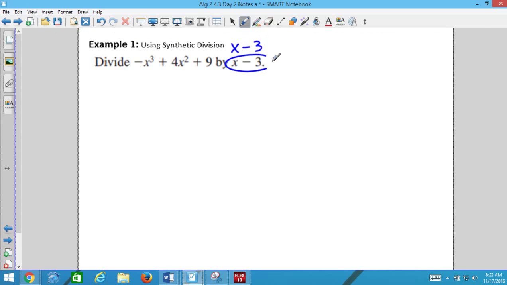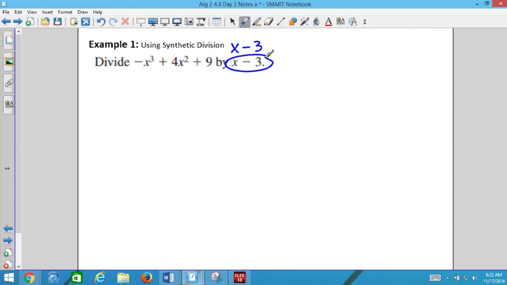Okay, so what we are dividing by in this case is x minus 3. And that is in the form of x minus k, yes? So it's just x again, not x squared. It cannot be x squared. It cannot be 2x. It's just x. Can it be x plus 3? It can, and our next example is like that. It has to be x with a number.